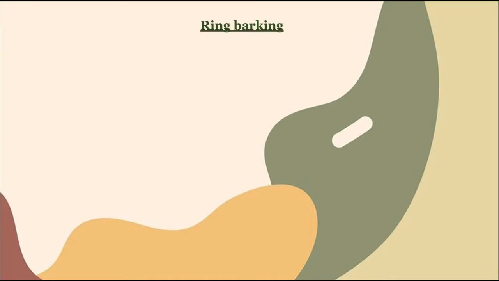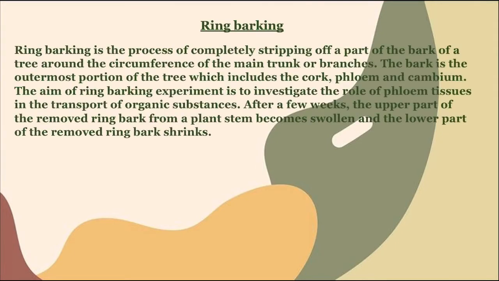There is an experiment to know the role of phloem tissue in the transport of organic substances, and it is known as ring barking. Ring barking is the process of completely stripping off a part of the bark of a tree around the circumference of the main trunk or branches. The bark is the outermost portion of the tree, which includes the cork, phloem, and cambium. The aim of the ring barking experiment is to investigate the role of phloem tissues in the transport of organic substances.